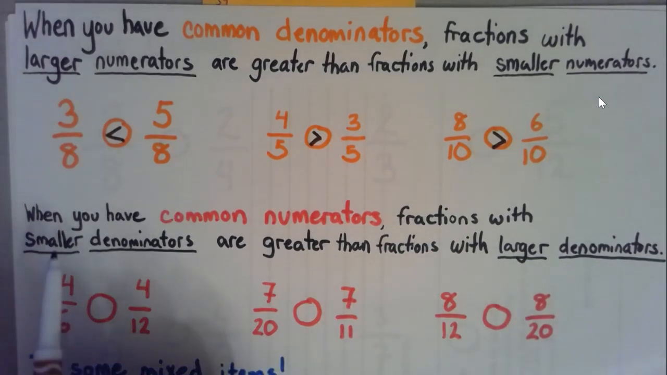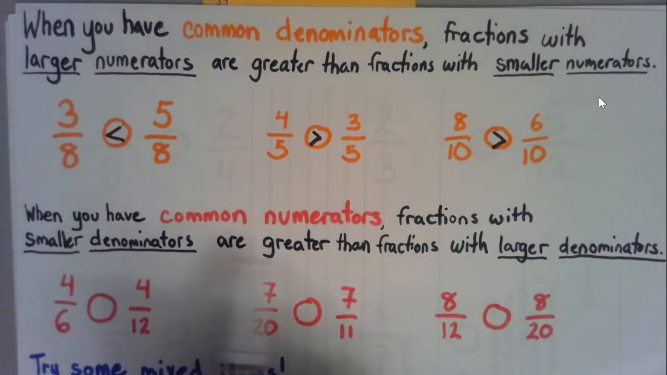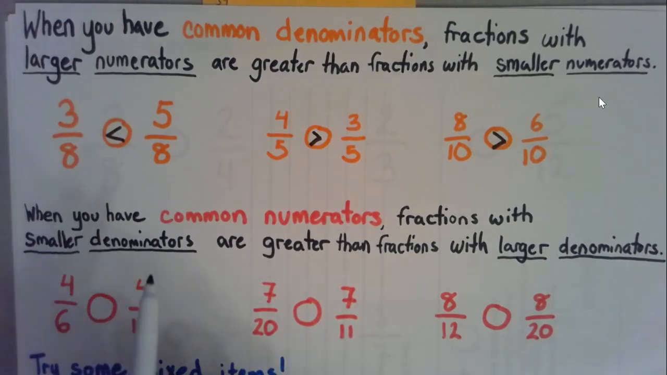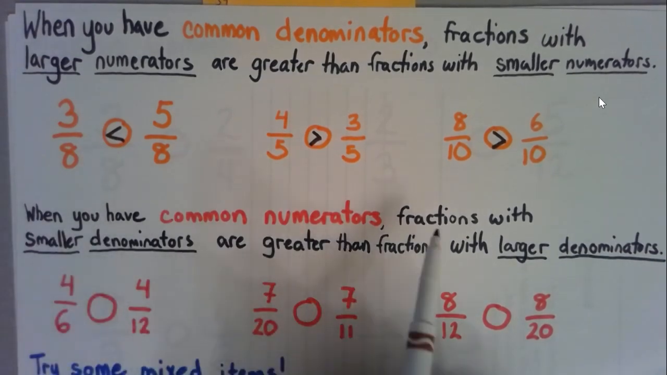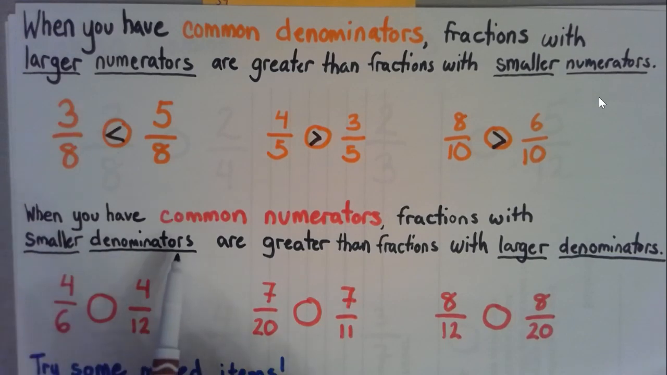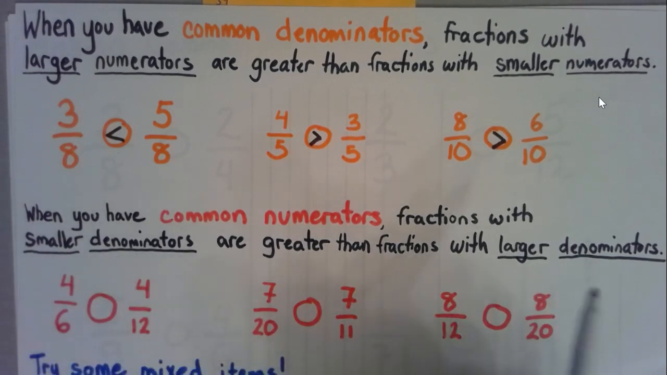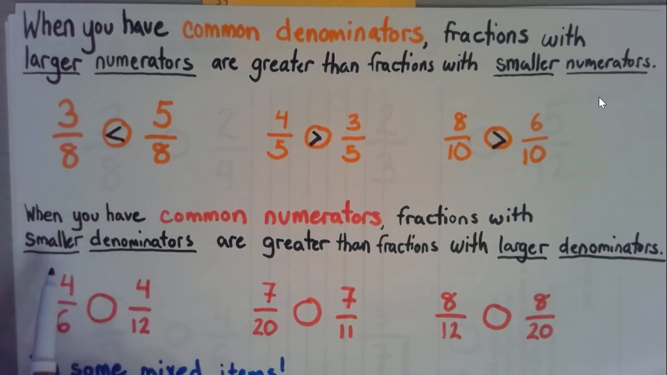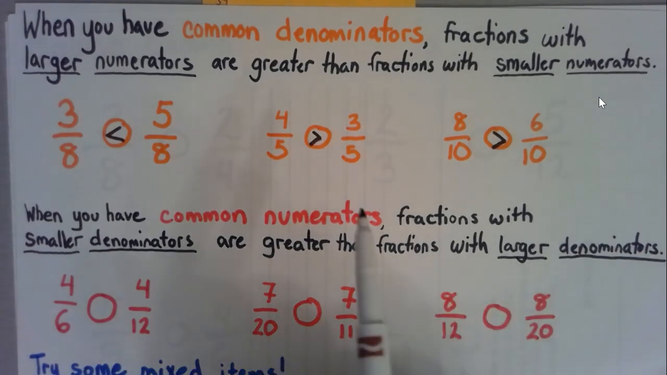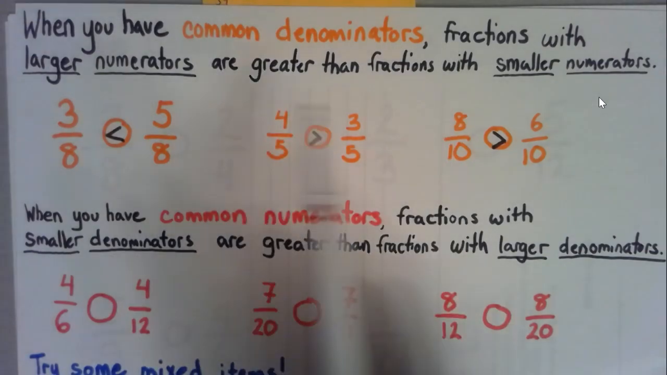Now let's shift what we're doing and let's review what we've learned about common numerators. When you have common numerators, fractions with smaller denominators are greater than fractions with larger denominators. This tends to be the trickier part for kids. This is where they get a little bit mixed up because it's almost backwards from what you'd expect. Smaller denominators give you larger fractions, and larger denominators give you smaller fractions. I know that this is confusing, but the good part is when we are comparing fractions, most of the time we're going to work with common denominators.